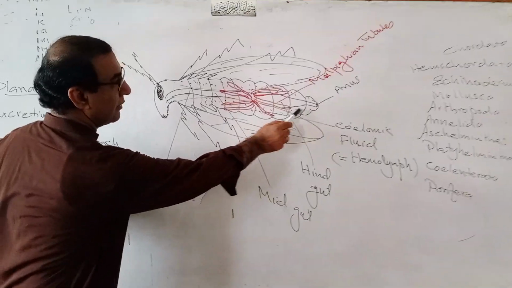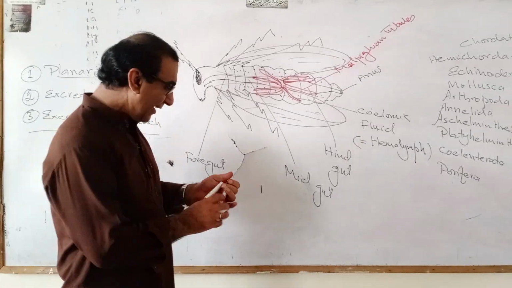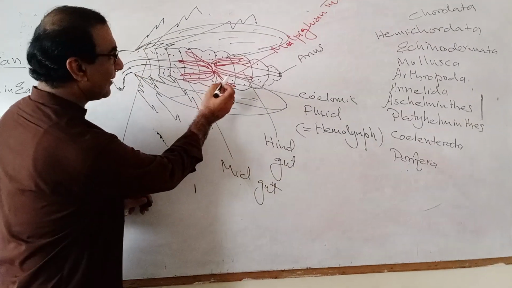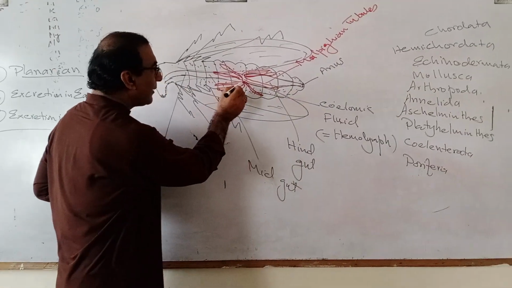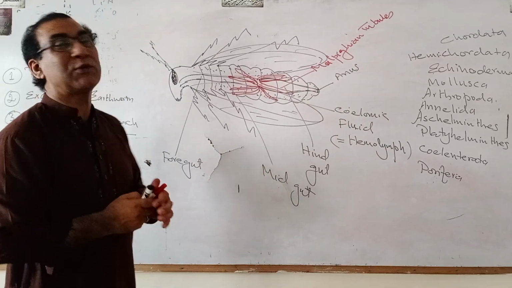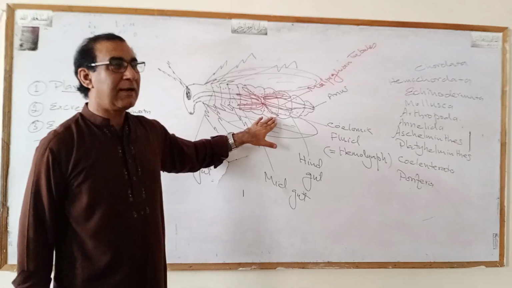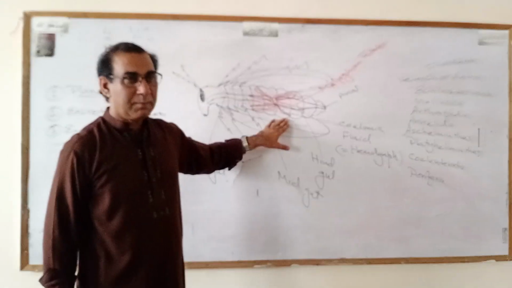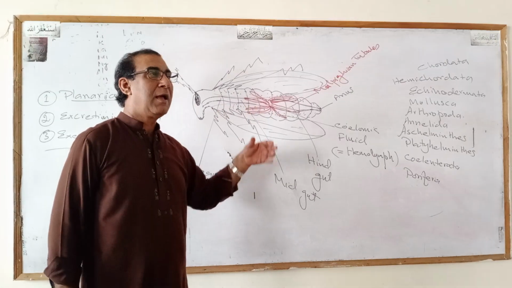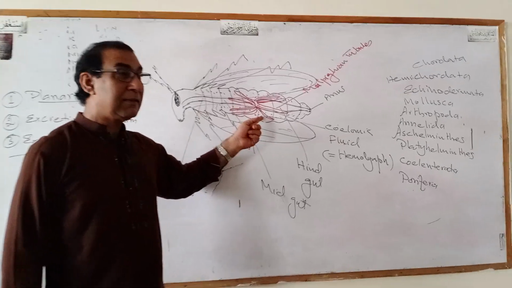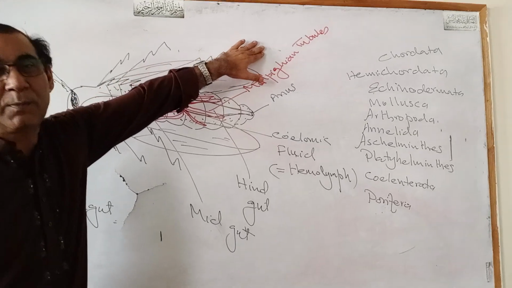This is its gut. This is the foregut, this is the midgut, and this is the hindgut. The excretory structures in the insects are called Malpighian tubules. Malpighi was a great biologist, and after his name these structures have been given the name Malpighian tubules.